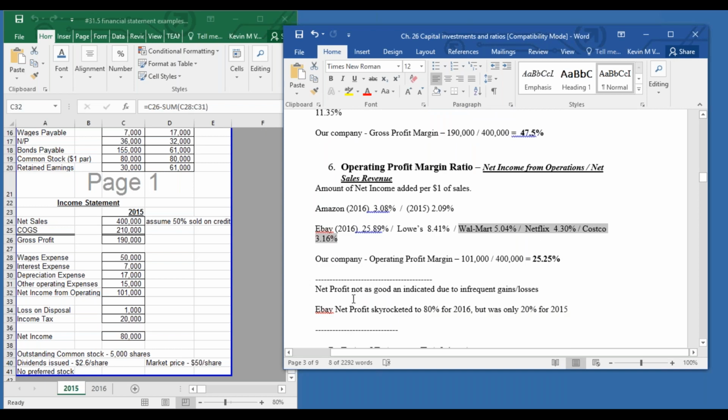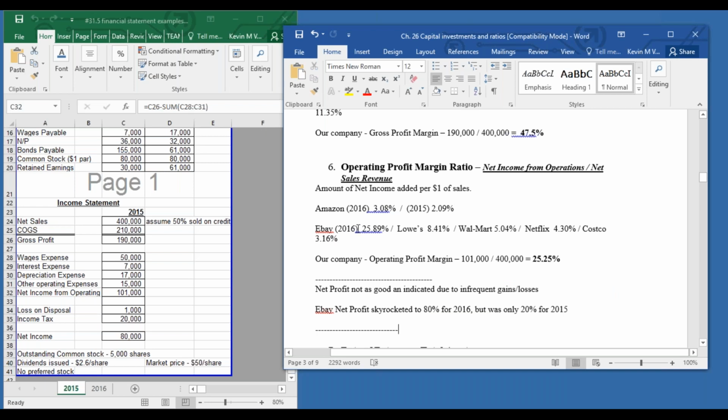So the big reason here is eBay. If you looked at just their net income, profit, their ratio would have been 80% for 2016, which included a large gain that they had. But when you compare it to 2015, it's way back down to 20%. So that's why there are such big fluctuations here.